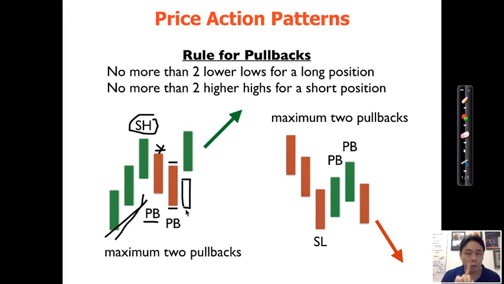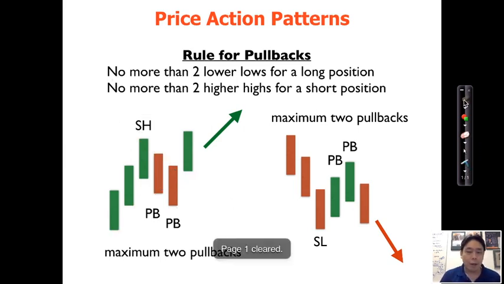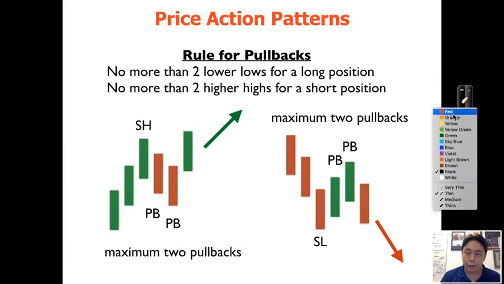Why? Because here's the rule. The rule for pullbacks is that we can have no more than 2 lower lows for a long position. Or rather, no more than 2 pullbacks for a long position. Okay, so if we get another pullback, then we cancel the order and we don't take a trade. You understand? Great.